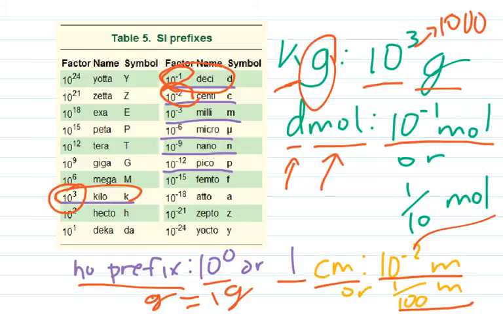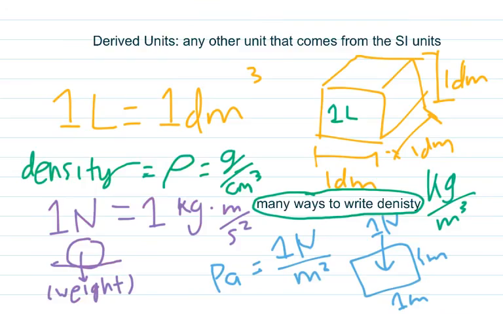And then our next prefixes are milli, which is 10 to the negative 3, micro, 10 to the negative 6, nano, 10 to the negative 9, and last but not least, pico, which means 10 to the negative 12. So these are the important prefixes, and let's move on to derived units.